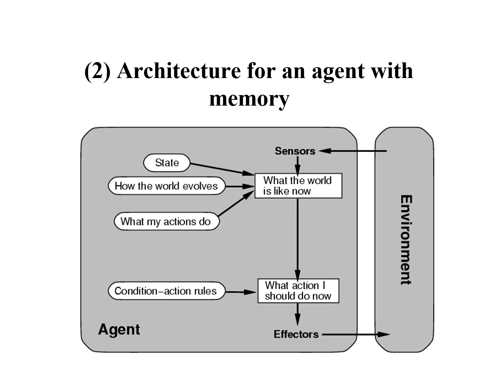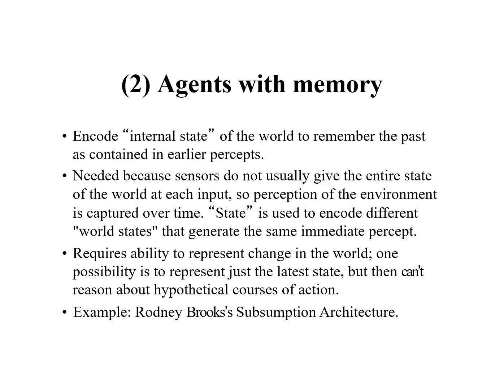So let's pass on to the next slide, and it is agent with memory details. Okay, encode the internal state of the world to remember the past as contained in the earlier percepts. It is needed because sensors do not usually give the entire state of the world at each input. So perception of the environment is captured over time. State is used to encode different world states that generate the same immediate percepts. It requires the ability to represent change in the world.